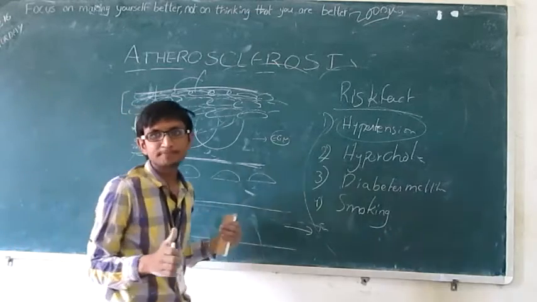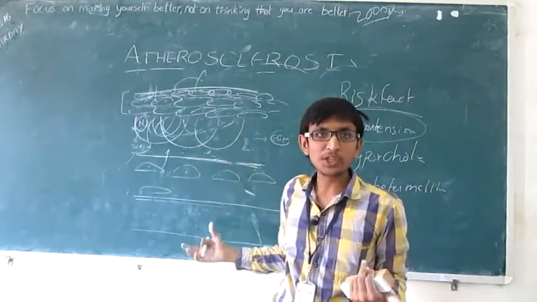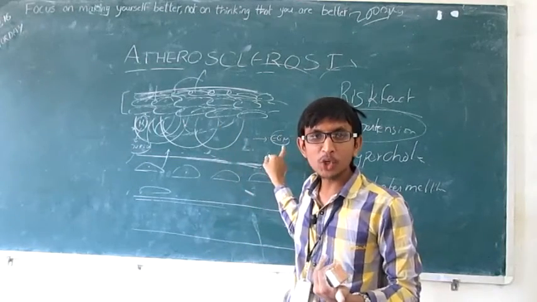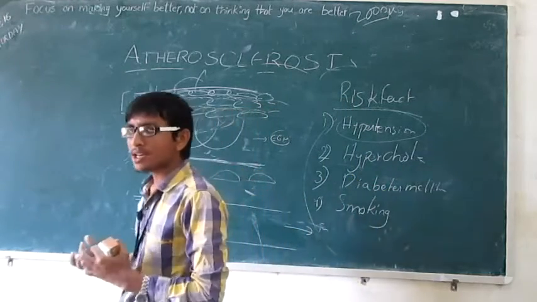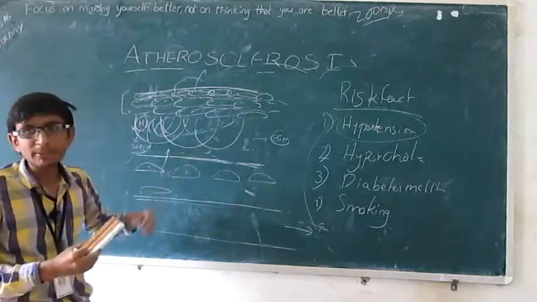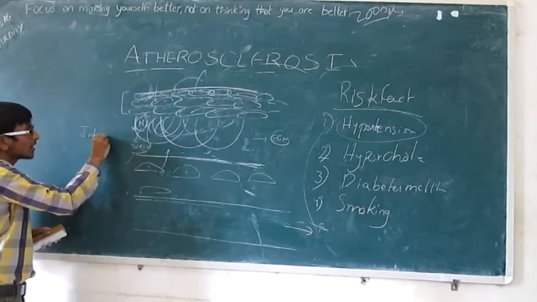Okay, this is the end of this whole lecture. How do we form atherosclerotic plaque in the subendothelial space? As the atherosclerotic plaque forms in the intima, they are called intimal lesions. What are they called? Intimal lesions.